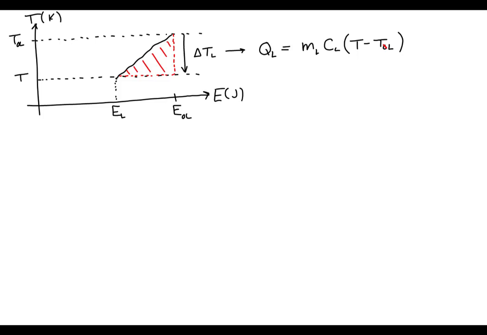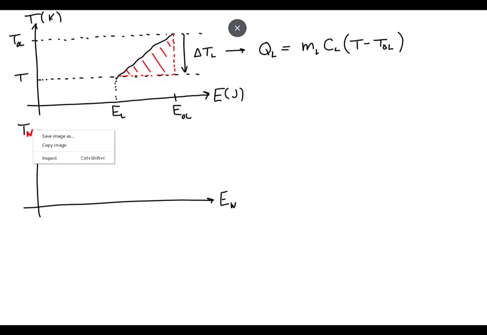Let's now look at the temperature energy diagram for the liquid water. Again, the vertical axis is temperature, horizontal axis is energy. Since I'm drawing multiple diagrams now, it might be useful to label our axes with subscripts to keep track of the quantities that we are interested in. Since the water is in thermal equilibrium with the ice at atmospheric pressure, we can assume that the water starts off at an initial temperature of 0 degrees Celsius.